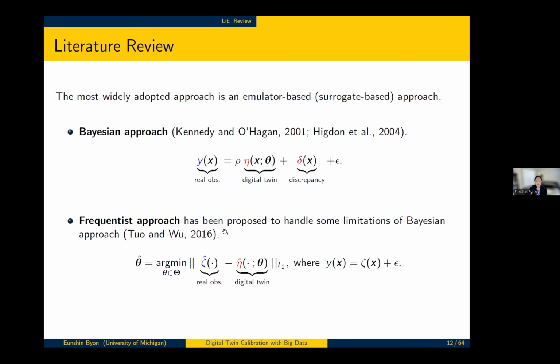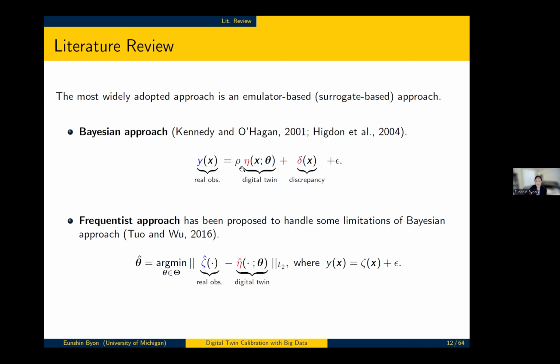Then how can this problem be addressed? This problem has been studied in the literature. Parameter calibration has been studied, and the most widely adopted approach is an emulator-based or surrogate-based approach. Among them, Bayesian calibration is the most widely used approach.